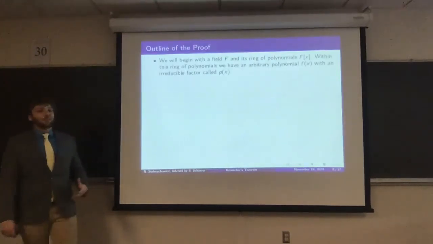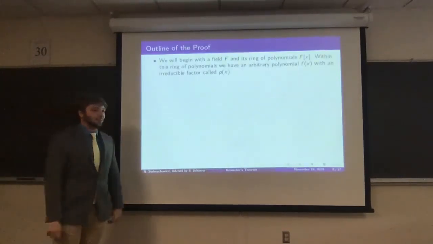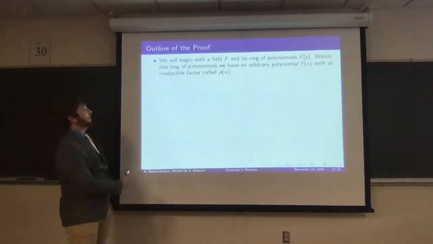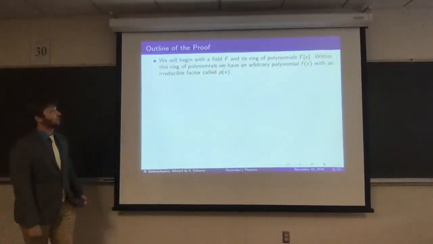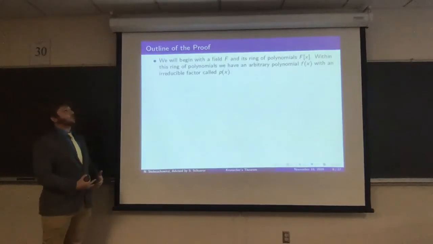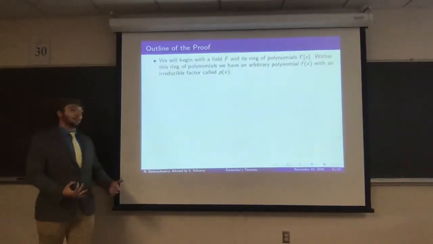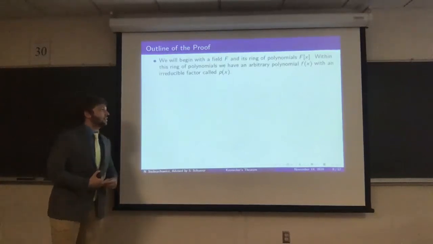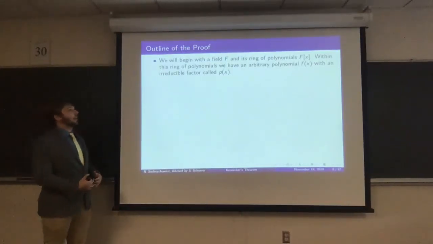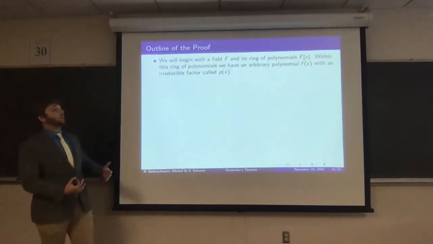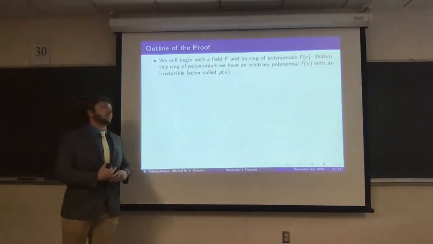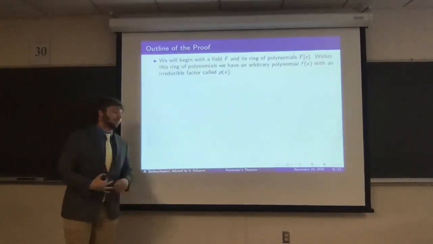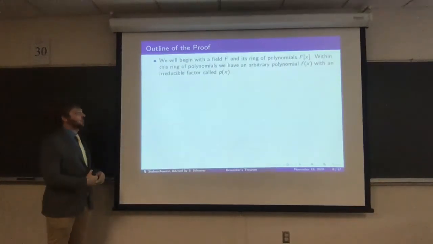Now we're going on to the meat and potatoes of this presentation, which is the outline of the proof itself. Beginning our proof, we want to select a field, we're going to call it F, and its ring of polynomials, which I'll call F[x]. Within that ring, I'm going to pick an arbitrary polynomial, f(x), and an irreducible factor, and we're going to call that irreducible factor p(x).